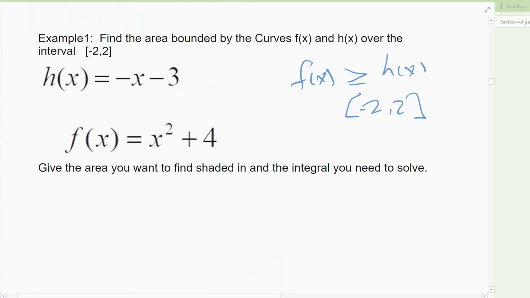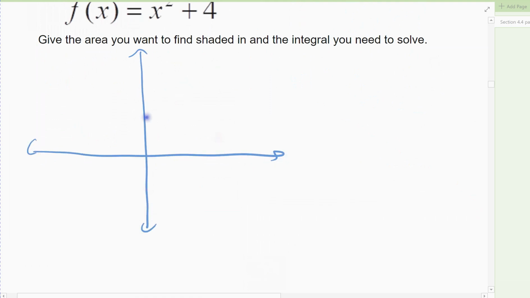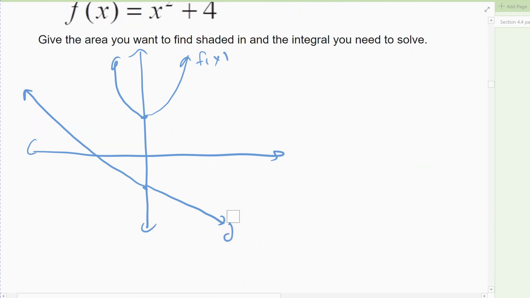So I'm going to go sketch the picture in my notes. The area we're looking to solve is my parabola, f of x. There's f of x, and my line, h of x, from negative 2 to positive 2. So this is the area we want to solve for. I want to find this area.